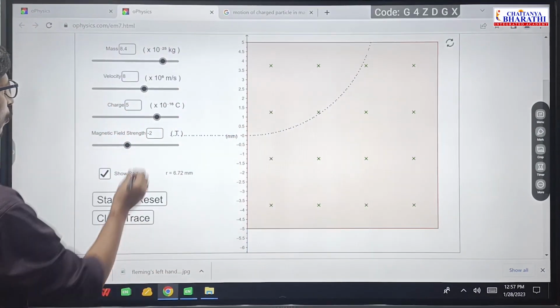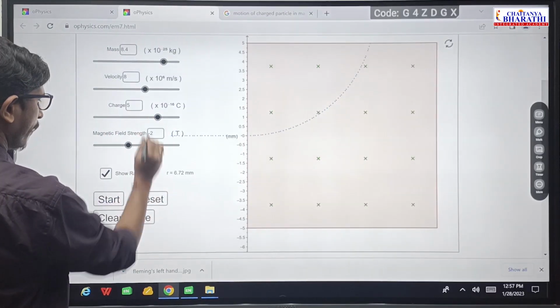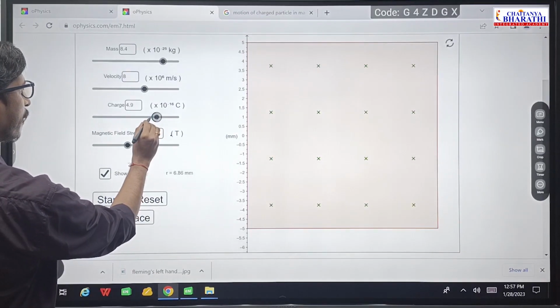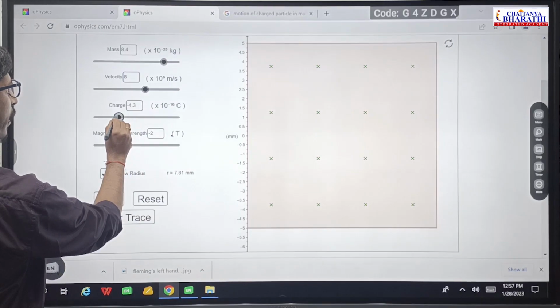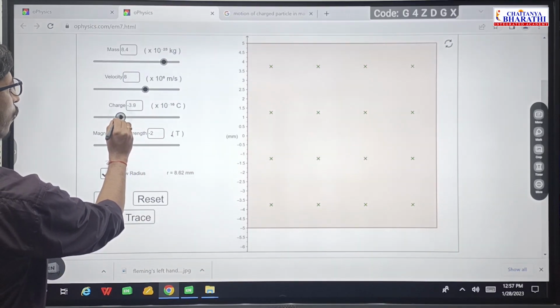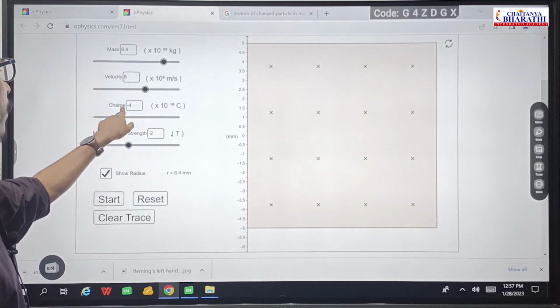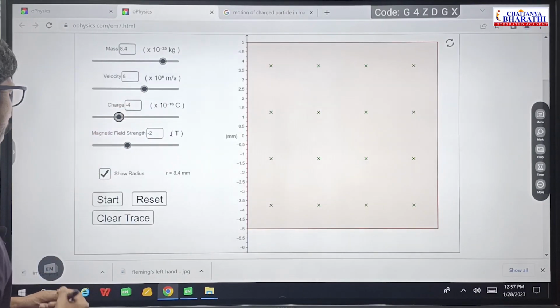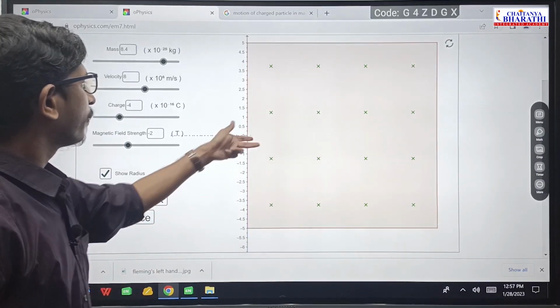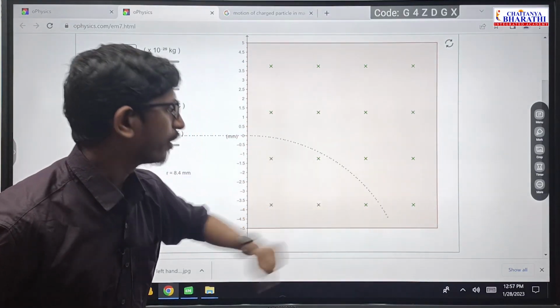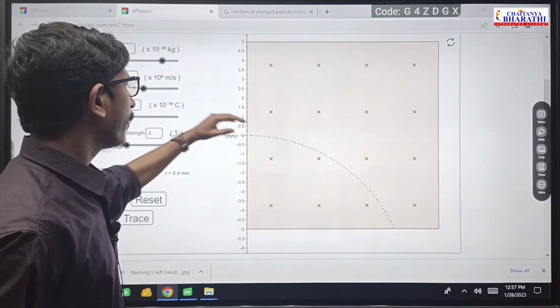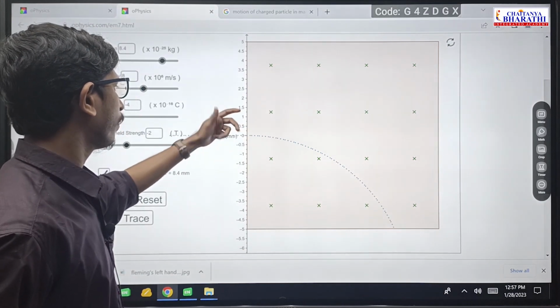If we are keeping a negative charge particle, let's take a negative charge particle, say minus 4 into 10 power minus 16 coulombs. Automatically, what will happen? It will experience a force in the opposite direction, and it will go like that. So it depends on whether it is plus q or minus q, what charge you are taking.